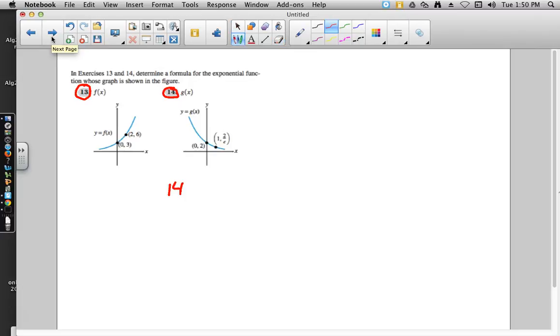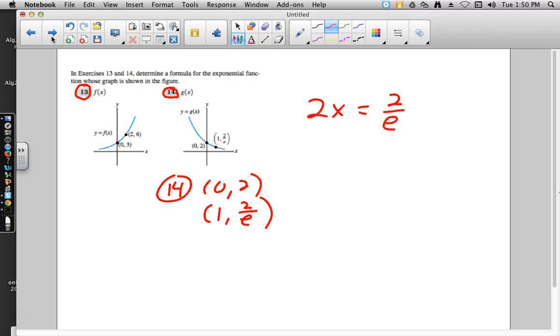Number 14, we have g of x, and we see that we have 0, 2, and then we have 1 and 2 over e. Well, we should be happy that it's gone by an interval of 1, but not so happy that they're introducing all of this e stuff. So from left to right, it has moved from 2 to 2 over e. So they took 2 times something and got 2 over e.